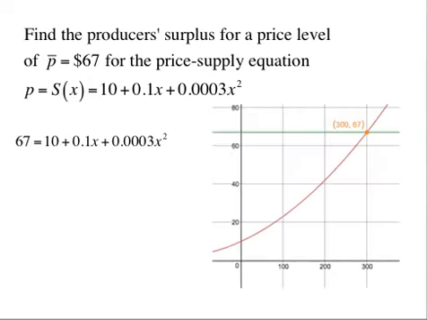Subtracting 10 from both sides, we get, well, there's our picture first. So here is 67. And apparently the computer is telling us that x was 300. That's kind of nice. Then we have our supply equation growing up like that. So our producer's surplus is this region.